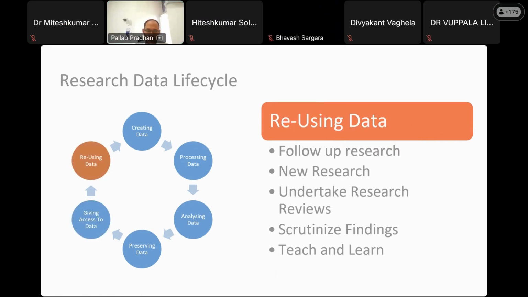Reusing data. At this point, our research is almost over, and it is time to reuse the data. Reusing means a follow-up study based on the same data, or an entirely new aspect based on already collected data. There may be research or review of your data, and scrutinization of your findings and, obviously, the data.